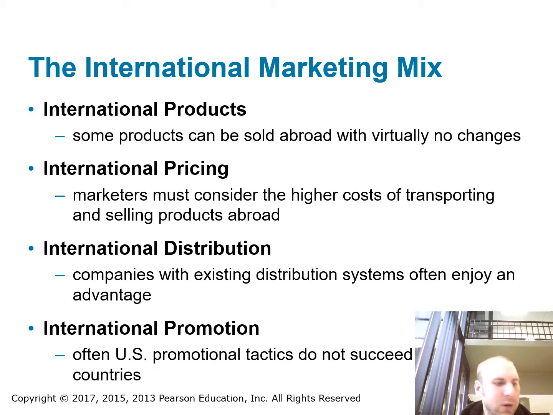For example, international pricing. Marketers must consider the higher cost of transporting and selling products abroad. That's if they have to be produced in different countries and can't be produced in the country that they're being sold in. International distribution. Companies with existing distribution systems often enjoy an advantage. International promotion. Often U.S. promotional tactics do not succeed in other countries.